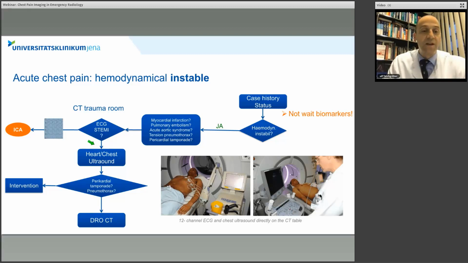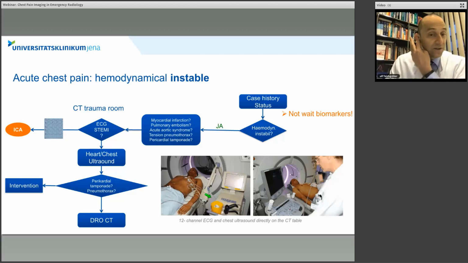If there is actually no STEMI, then you have to do right away an ultrasound by guidelines. And the ultrasound is only there to look for pericard tamponade and pneumothorax. In clinical routine, we do this way, that we have the ultrasound unit right next to the CT scanner. So the time the patient is prepared for EKG, the scan for the ultrasound is already in preparation, so there is no real time loss. The whole thing for EKG and ultrasound should not take more than 1 to 2 minutes.